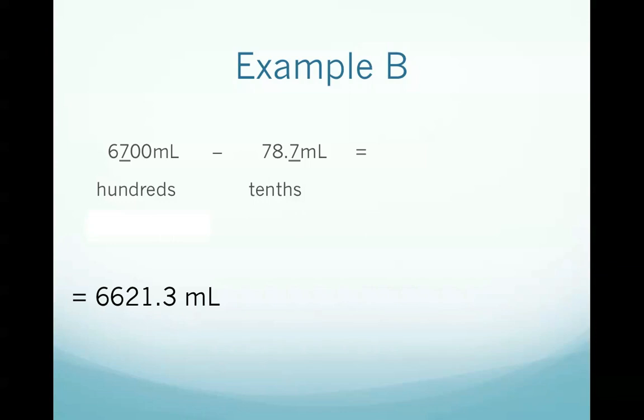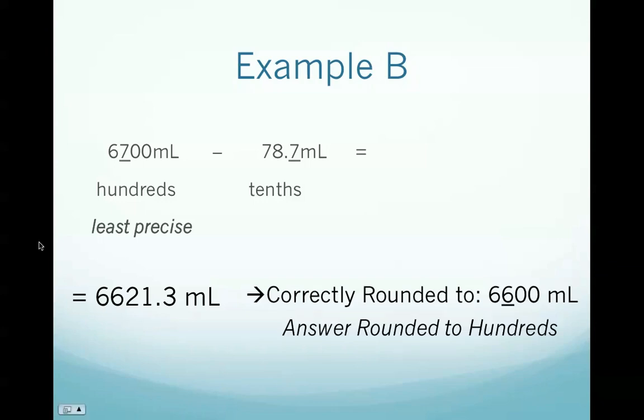If I am subtracting, the hundreds place is less precise than the tenths. That means my answer has to be rounded to the hundreds place. So here, hundreds is the least precise, and I'm going to round my answer to the hundreds as well. Here is the hundreds place. To my right is a number 4 or less. That means I keep this number at 6. So that's why it's 6,600 milliliters.